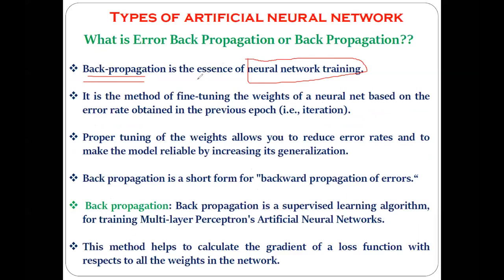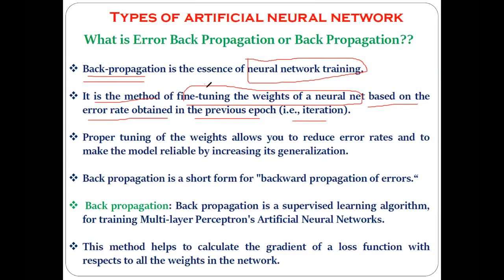Okay. So here I have mentioned that in this method, fine tuning of the weights of the neural network is done based on the error rate obtained in the previous iteration. Understood? Keep this in mind; in the next figure I will explain this part. What does fine tuning of the weights mean? Using backpropagation, fine tuning of the weight is done. Fine tuning of the weight means what?